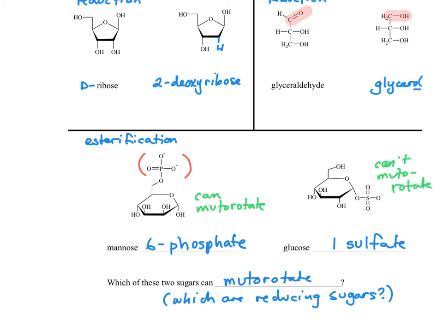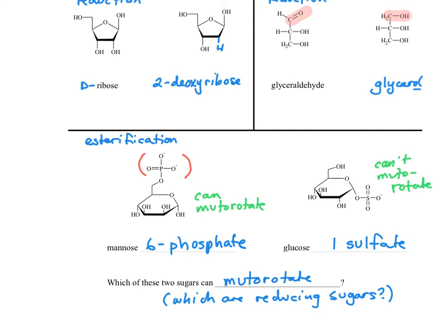Our second question was, which are reducing sugars? And the answer is basically the same thing. The sugar on the left is a reducing sugar because it has an uncapped anomeric. It can linearize and form a free aldehyde, and the one on the right cannot linearize and form a free aldehyde. So it's not a reducing sugar, and the one on the left is.